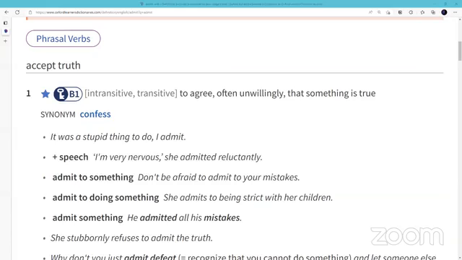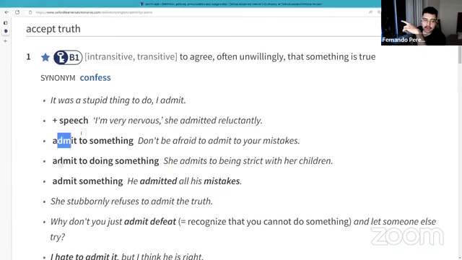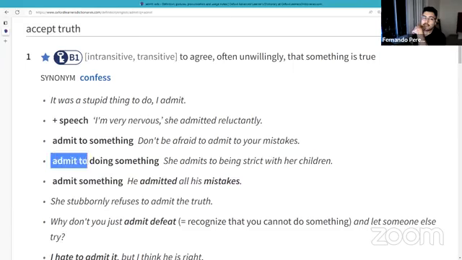It was a stupid thing to do, I admit. That's correct. Okay. Observe example number 1, 2, 3, 4. It says here, admit to doing something. This particular connector is an exception. Connector 2 is an exception. Please take a note. Let me take a note here. Connector 2 after admit is an exception.